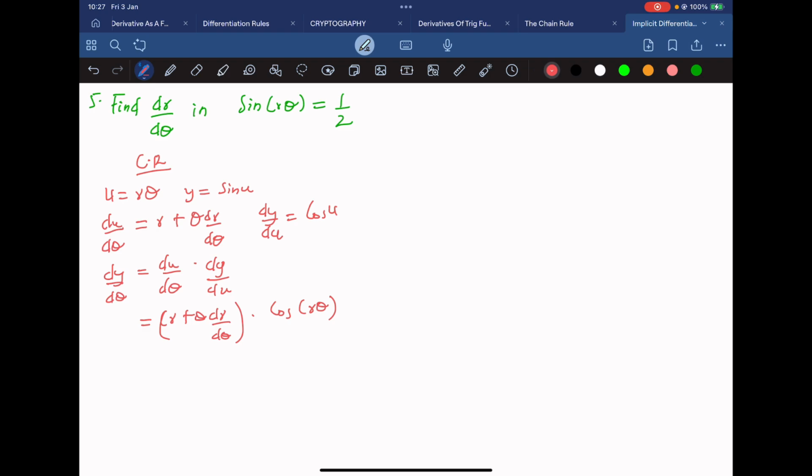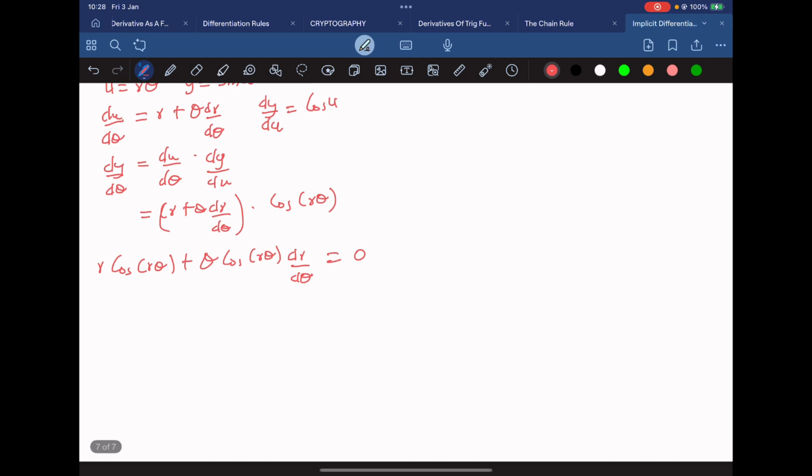So for the left hand side, we can distribute cosine of rθ. So we have r cosine of rθ plus θ cosine of rθ multiplying dr/dθ. Now for the right hand side, if we differentiate 1/2, we get 0. So now let's group like terms, right? So we have θ cosine of rθ dr/dθ. We can send the other term to the right hand side, then it becomes negative. So we have this.